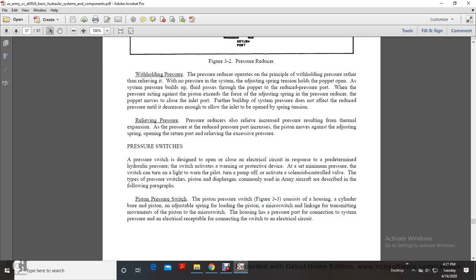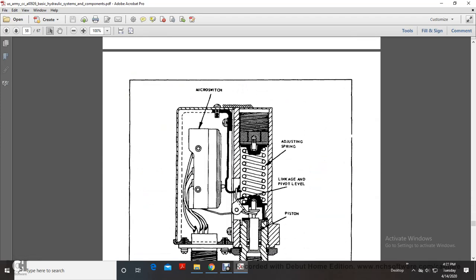Piston pressure switch. A piston pressure switch consists of a housing, a cylinder bore piston, an adjustable spring loading the piston, a micro switch, linkage transmitting movement of the piston to the micro switch, a housing with the pressure port connection to the system pressure, and an electrical receptacle for connecting the switch to an electrical circuit.